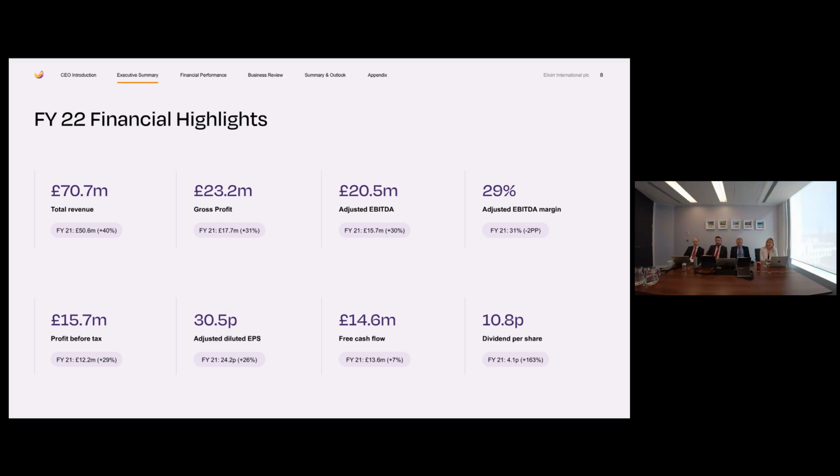Going into gross profit, we delivered £23.2 million, which is 31% up on 2021. The actual GP percentage was slightly down on 21 as travel and business development activities returned to normal following COVID. But we do continue to be meticulous over the pricing and management of projects, especially utilization, to ensure that our profits remain at those levels. Adjusted EBITDA, we delivered £20.5 million for the 2022 year at a 29% margin.